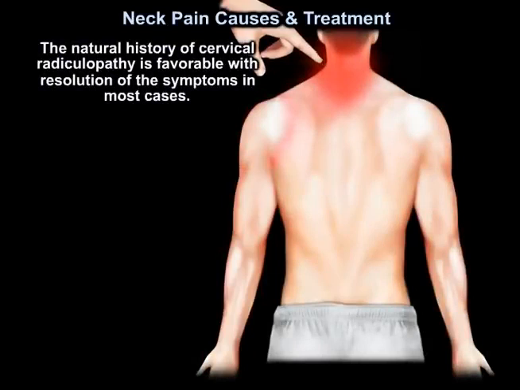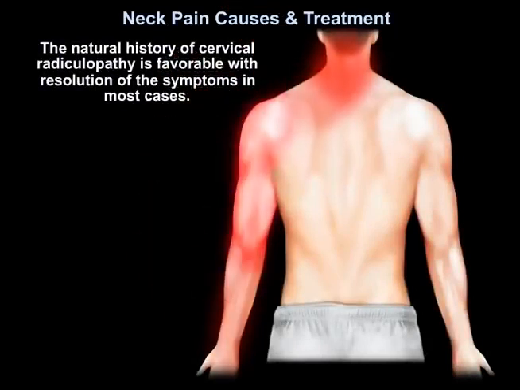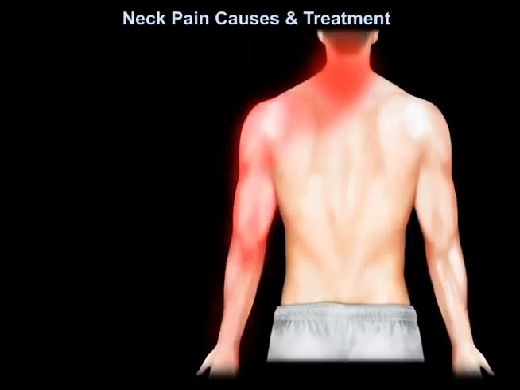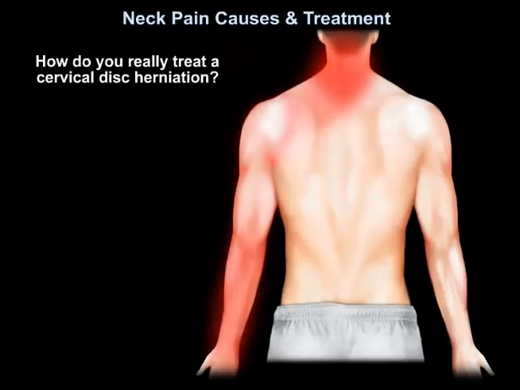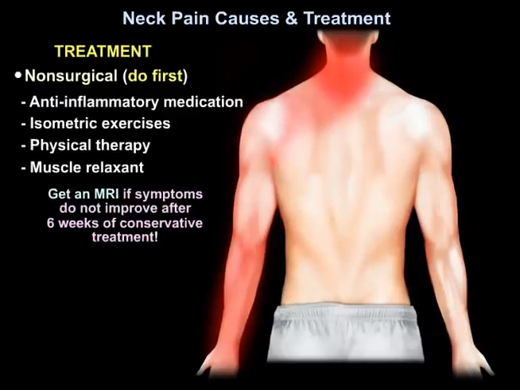The natural history of cervical radiculopathy is favorable, with resolution of the symptoms in most cases. In cervical radiculopathy, patients will have a 70 to 80% successful outcome after 2 to 3 months with conservative treatment. How do you treat a cervical disc herniation? You start non-surgical treatment first. We will use anti-inflammatory medication, isometric exercises, physiotherapy, muscle relaxant.